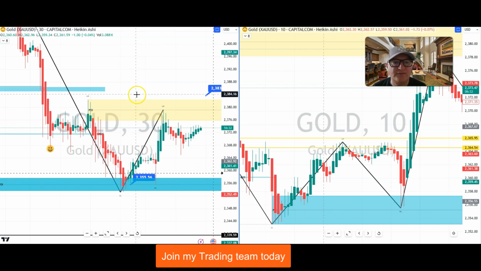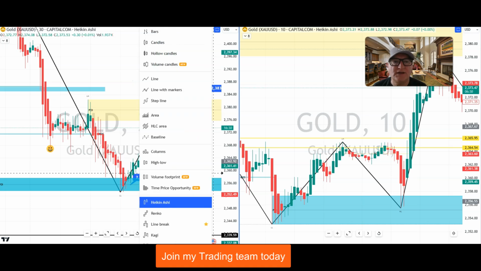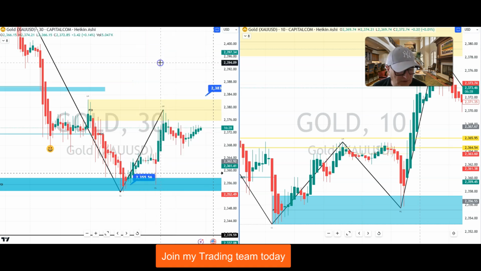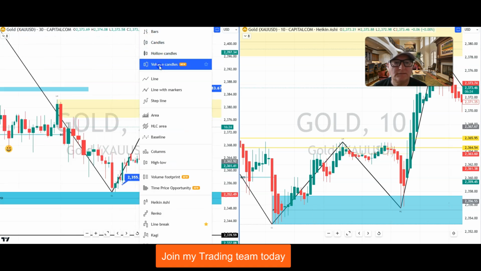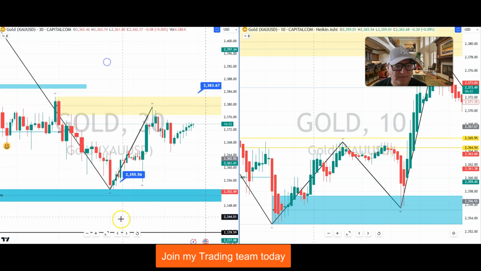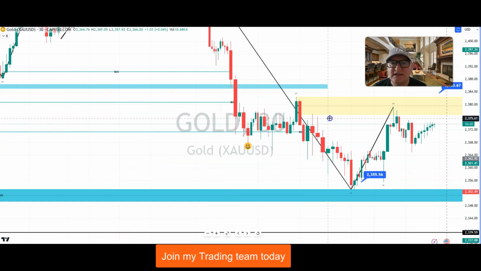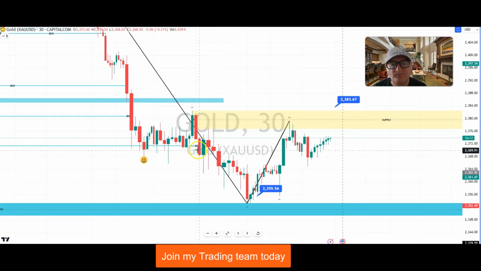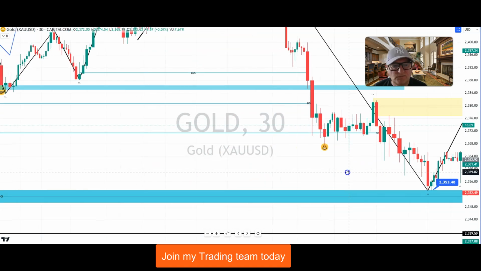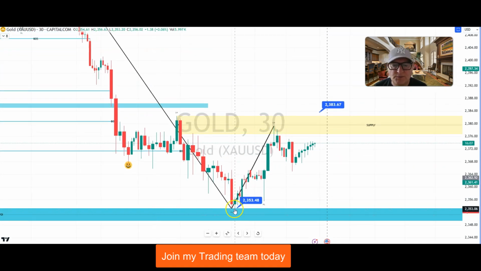Now you can, if you have premium, jump into the volume candles. Takes a bit of time. There we go. So these are volume candles. So we can see that there's a rejection here and there's a rejection here. Okay, so right on the money from the previous low. The price doesn't like it there at 23.53.